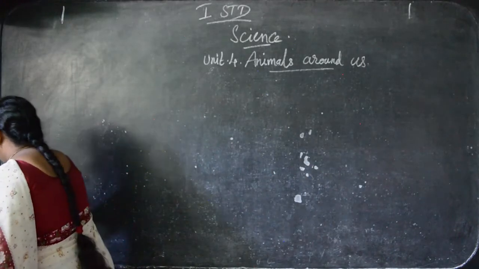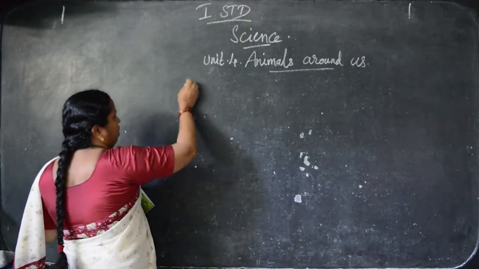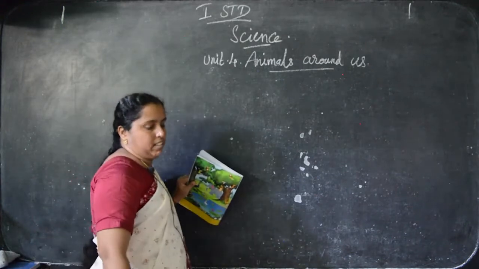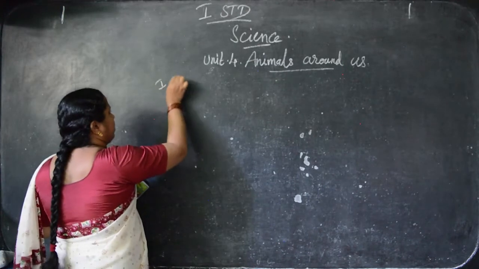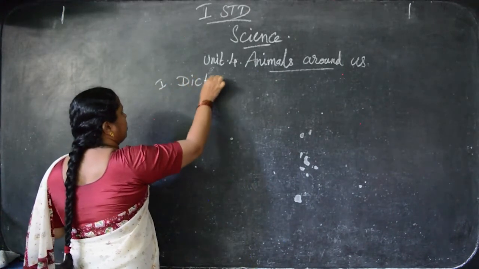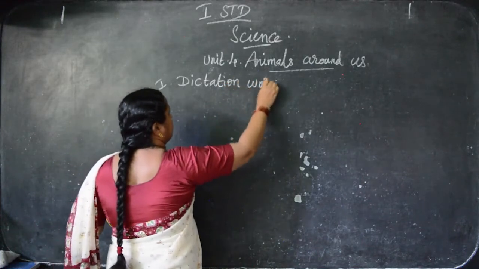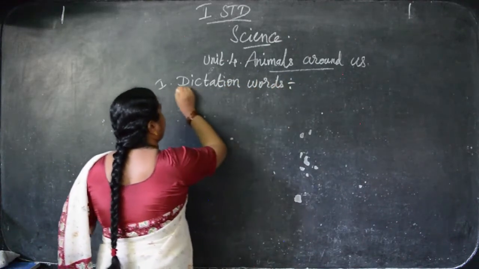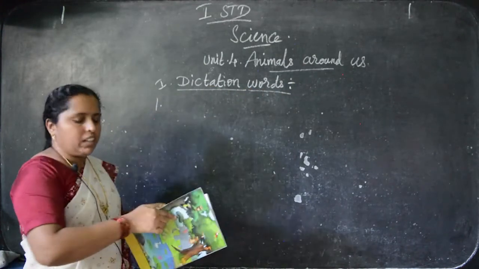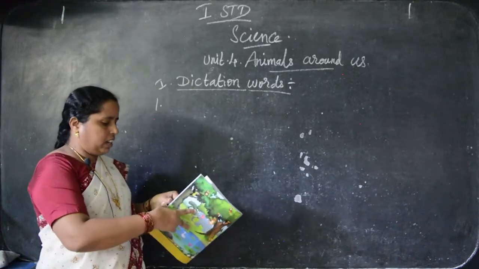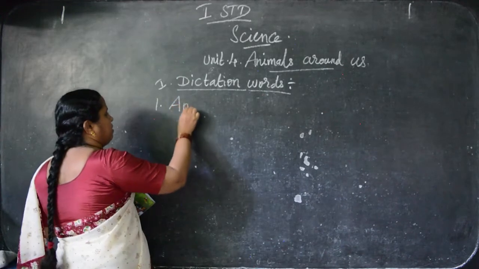Now we are going to write the notes. All take your note, children, and take your pencil and write along with me. First, dictation words. Have you all taken your note? Have you all got the pencil in your hand? So start writing. First one, animals.